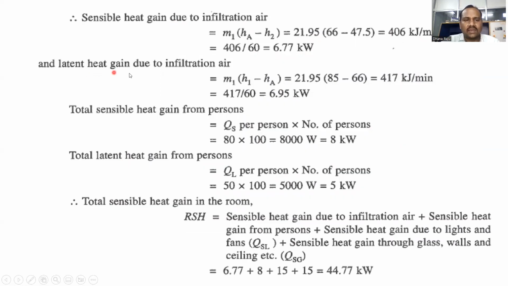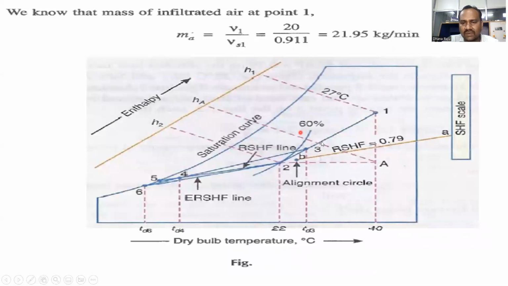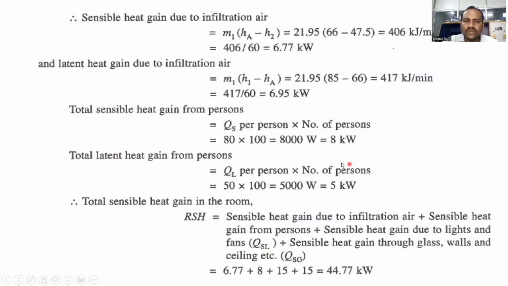Similarly, you need to calculate latent heat due to infiltration of air. What is latent heat due to infiltration of air? So mass of air at point 1 is already taken. Then infiltration load is M1 into H1 minus HA. So M1 into H1 minus HA gives 417 kilojoule per minute, divided by 60, it is 6.95 kilowatts.